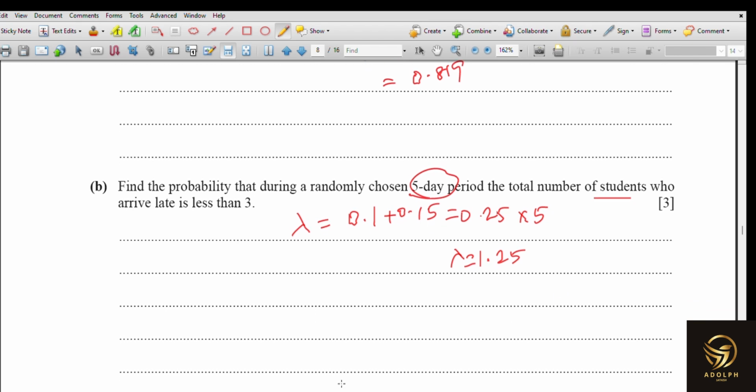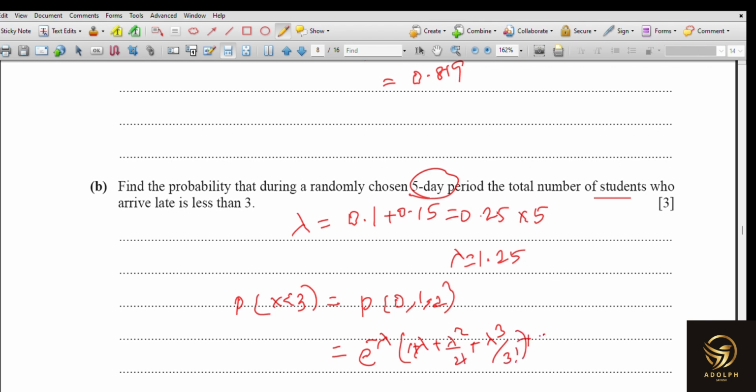Now we want to find the number of students who arrive late is less than 3. It means X less than 3 we have to find. Less than 3 in the sense is nothing but 0, 1 and 2 we have to find. So whenever this combination of the Poisson comes, we will have to do e power minus lambda, 1 plus lambda plus lambda square by 2 plus lambda cube by 3 factorial, and it keeps going, is what we had to do.